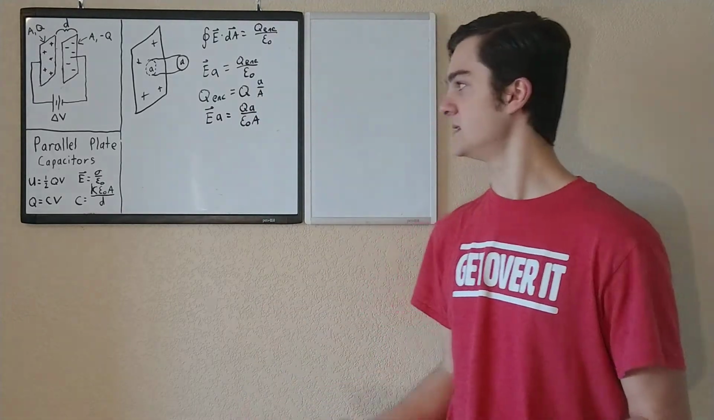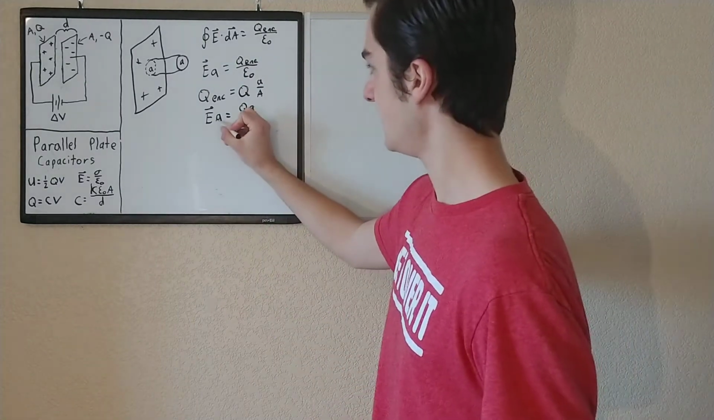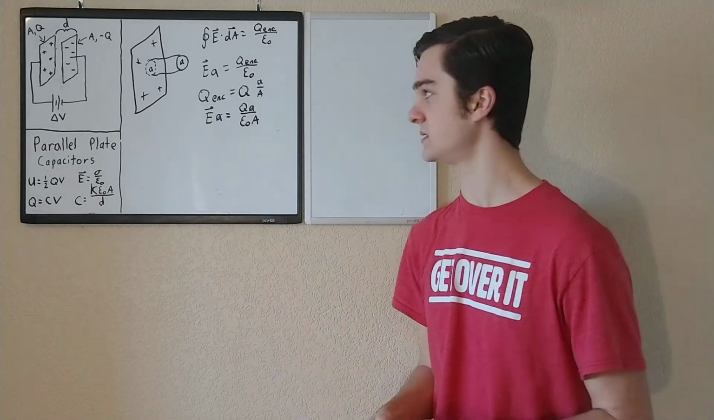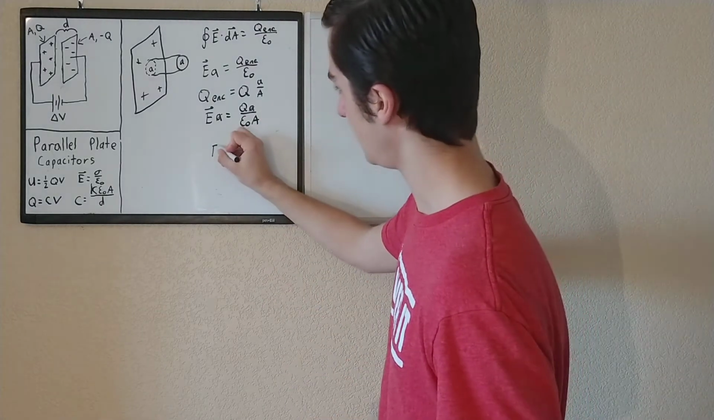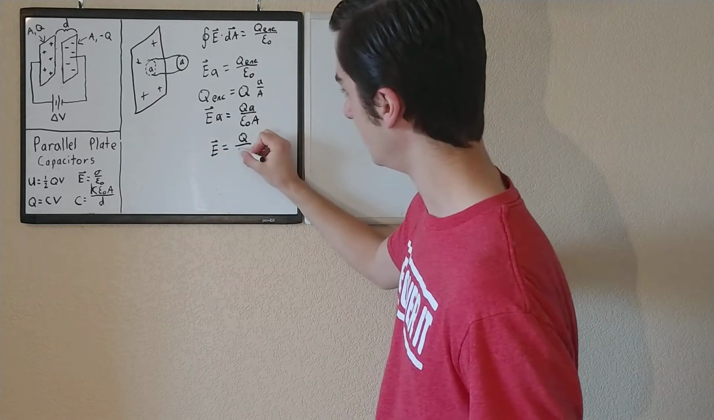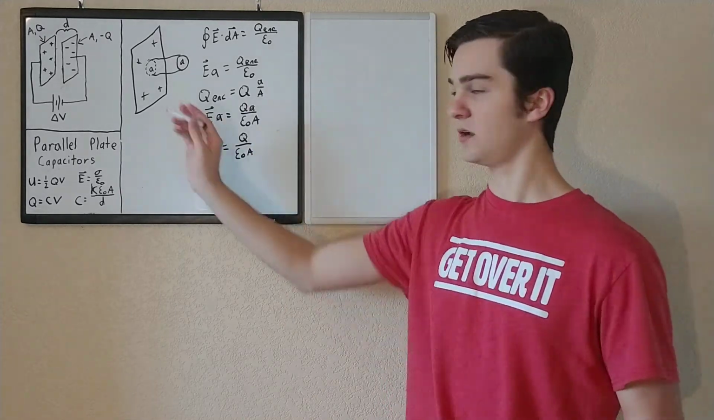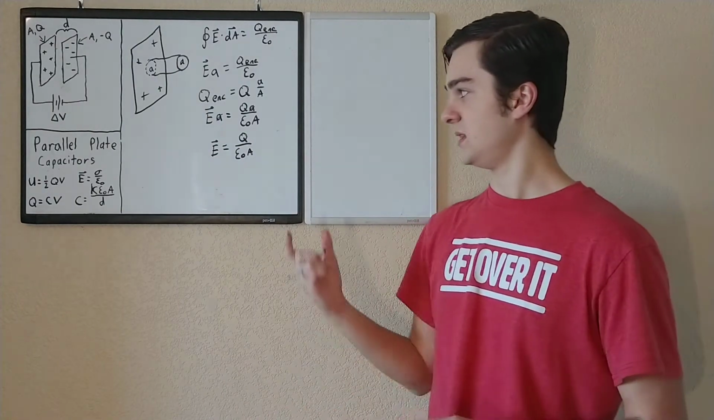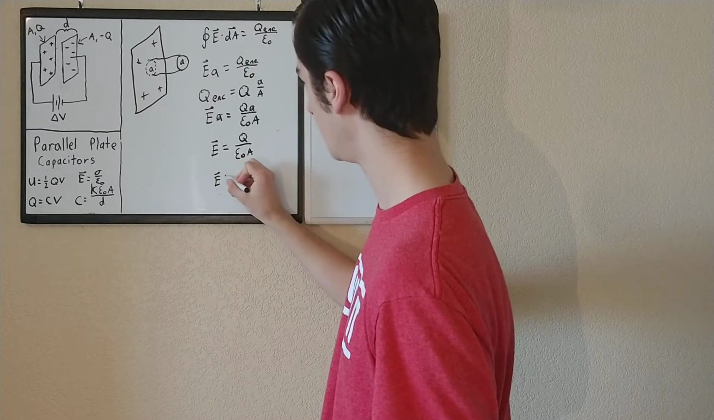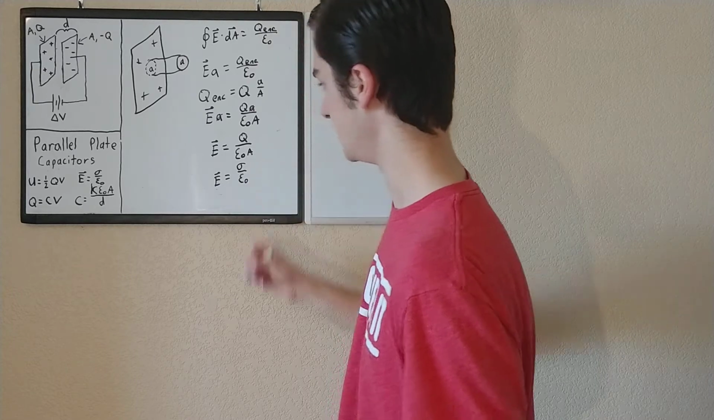the first thing to note is that the area of our Gaussian surface is going to cancel out, and that makes sense because you wouldn't expect the area of our arbitrary Gaussian surface to have an effect on the system. So we're left with just the electric field equals Q over epsilon naught A. And the total charge over the total area of the plates is just going to be the area charge density, sigma. So we can make that substitution, and we're left with our first equation.